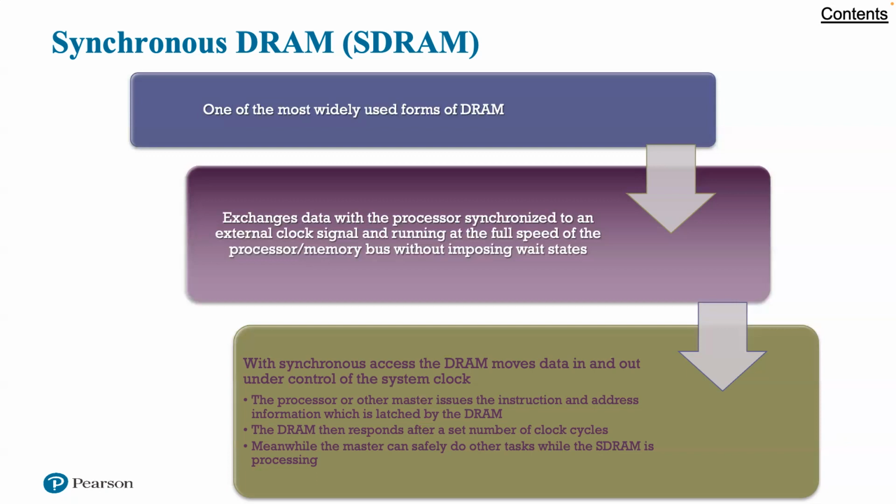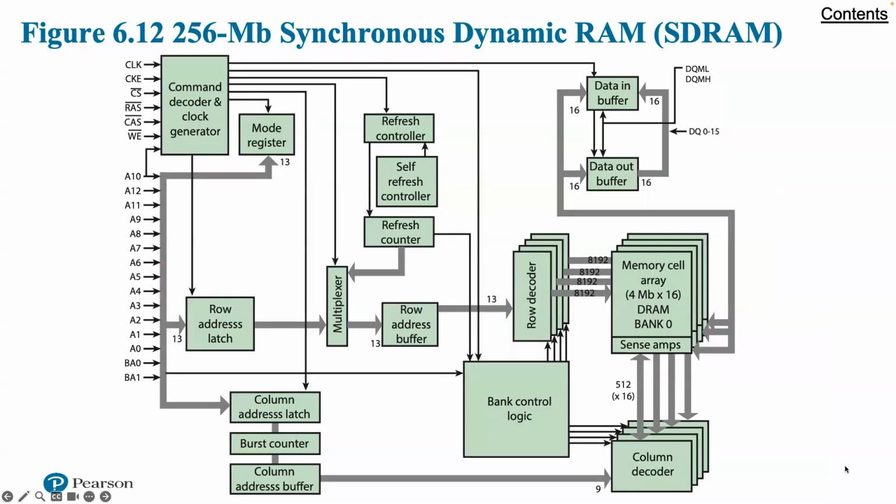With synchronous access, the DRAM moves data in and out under control of the system clock. The processor or other master issues the instruction and address information, which is latched by the DRAM. The DRAM then responds after a set number of clock cycles. Meanwhile, the master can safely do other tasks while the SDRAM is processing the request. So a lot more sophistication is being introduced as we start thinking through these things, as I hope you're getting a sense of as we go through this survey of internal memory for this particular lecture.